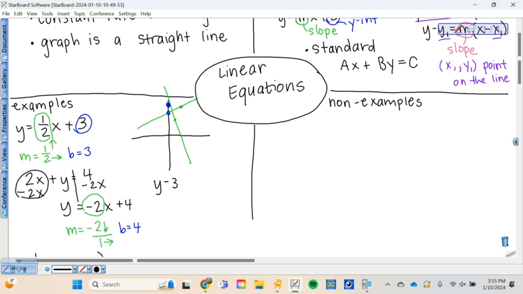Okay, and then let's do a point slope equation too. So let's say y minus 3 equals 2/3 x plus 4. What is my slope? Good, 2/3. Okay, the 2/3 tells me my slope, right? Which just means up 2 over 3. And then we need to identify the x1 and the y1.